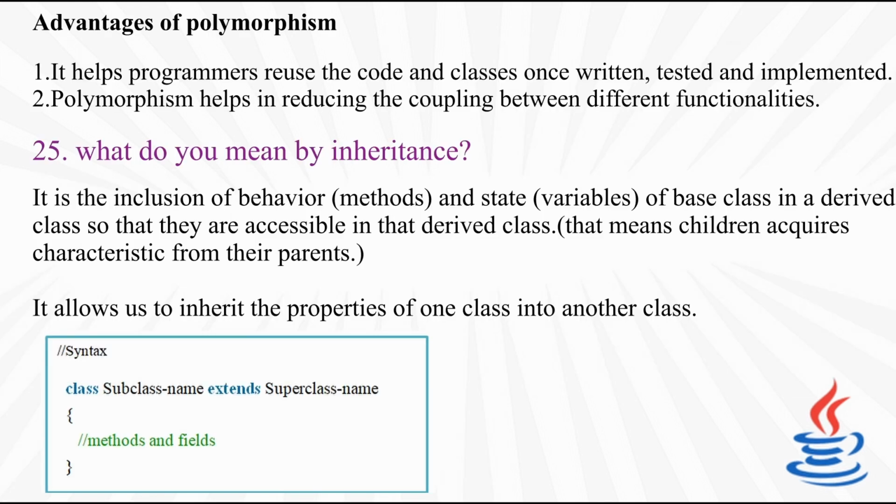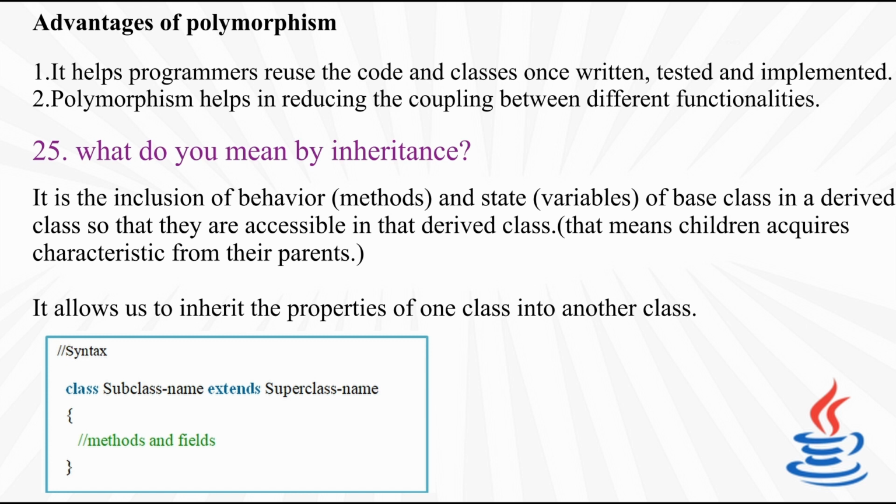Next is advantages of polymorphism. It helps programmers reuse the code and class once written, tested and implemented. Polymorphism helps in reducing the coupling between different functionalities. So, the main advantage of polymorphism is that it enables the computer code to grow and utilize earlier programs. The developer's time and effort are therefore saved.